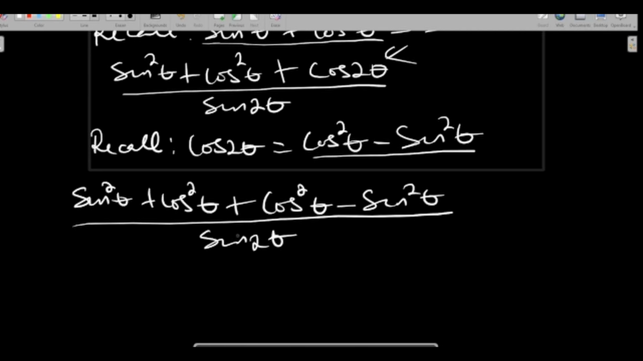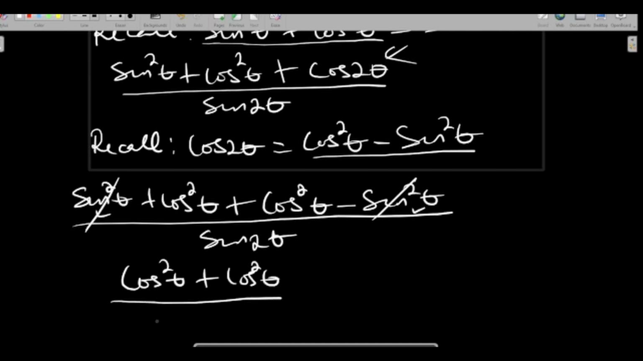Okay, now let's continue. If you look at the numerator right here, you will discover something. Here we have sine squared theta, and here we have minus sine squared theta, which means that they are like terms, right? If they are like terms, we can cancel them out. So sine squared theta minus sine squared theta will give you a 0. So we cancel them out. What now remains at the top? We have cos squared theta plus cos squared theta all over sine 2 theta.